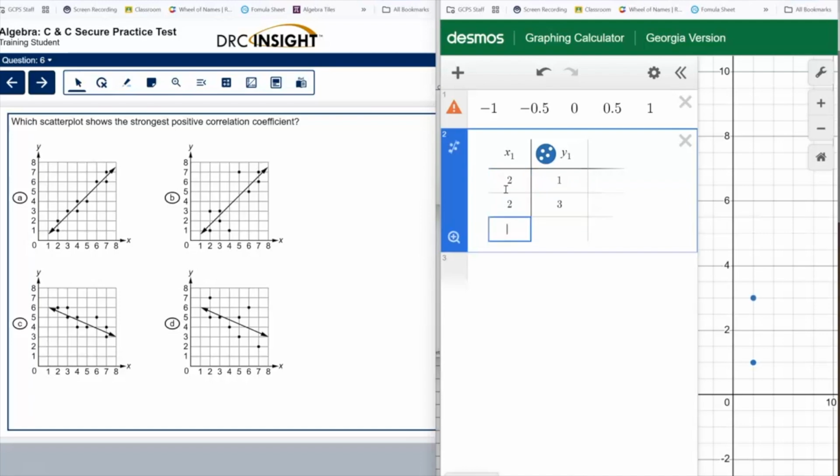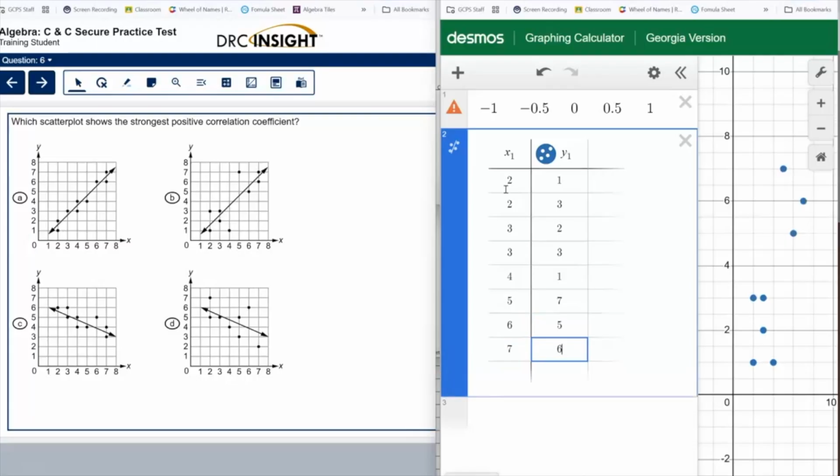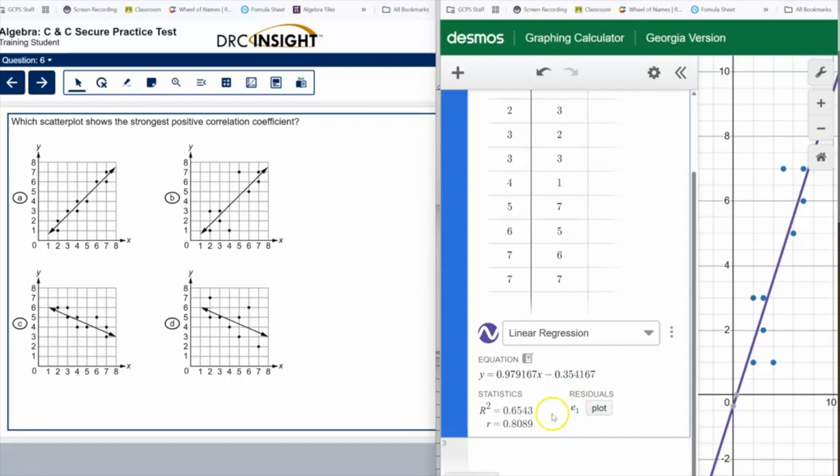So 2, 3, 3, 2, 3, 3. And again, I'm putting in the points for 1, 5, 7, 6, 5, 7, 6, and 7, 7. All right, so this is the other one, which is weaker. Look at the dots, they look about the same. Just in case the question is, here's a scatter plot, find the correlation coefficient. So again, with zoom fit, we can see that it's positive. It should be weaker, which it is because it's 0.80. So the 0.9 is the stronger one.